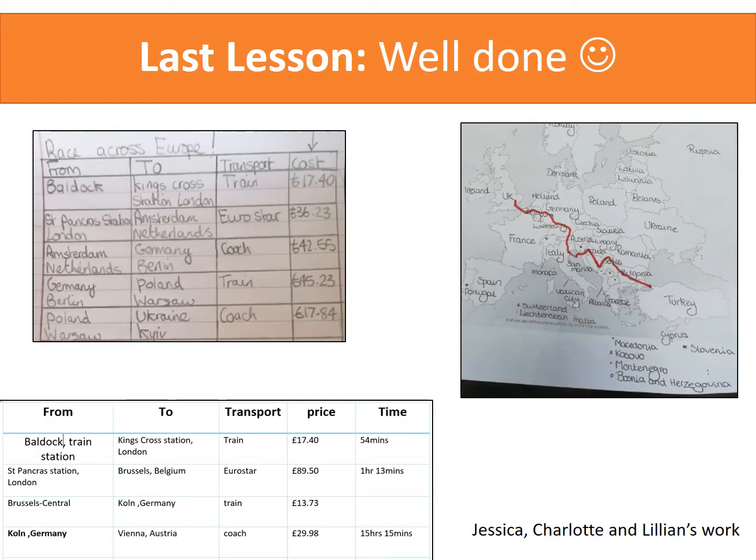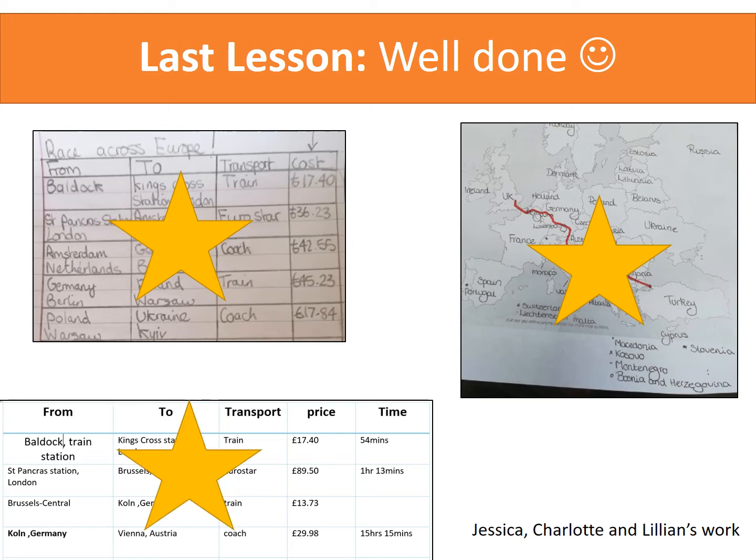Firstly, well done to Jessica, Charlotte and Lillian, who sent in photos of their work that they did on Friday. You can see Jessica's handwritten table in the top left with her journey broken down with the cost as well, so well done for doing the stretch. On the right you can see Lillian's map where she's labelled all the countries and made a really clear route through Europe, hitting quite a few countries along the way. And also Charlotte has done a table on the computer showing her journey, including the price and the time. So well done as well for doing the stretch tasks.